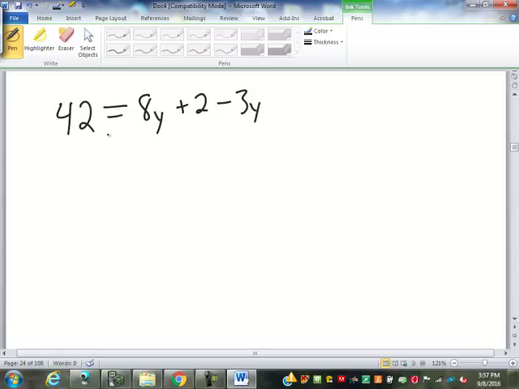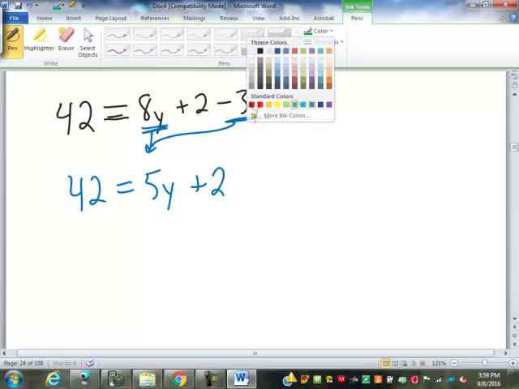In your notes, try to solve that one quick. So what's our first step? We combine the y's. 8y and negative 3y combine to make what? 5y. Good. We still have the positive 2 there, and it's 42 over here. Now what?